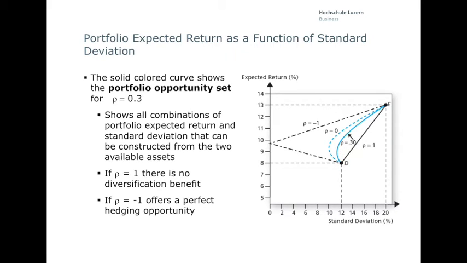The solid black line shows that there is no benefit from diversification when the correlation between the two is perfectly positive. Finally, for a correlation of -1, the portfolio opportunity set is linear, but now it offers a perfect hedging opportunity and the maximum advantage from diversification.